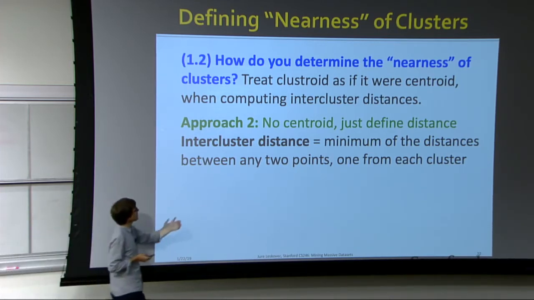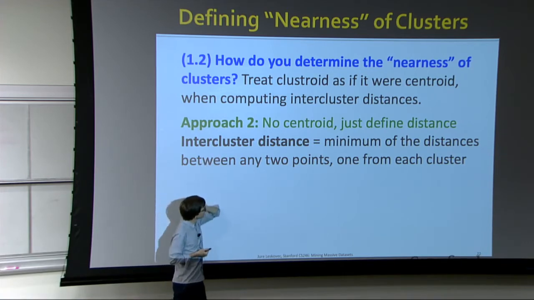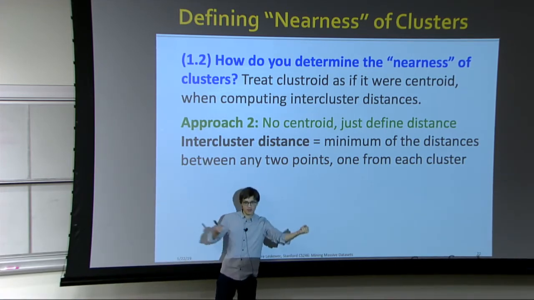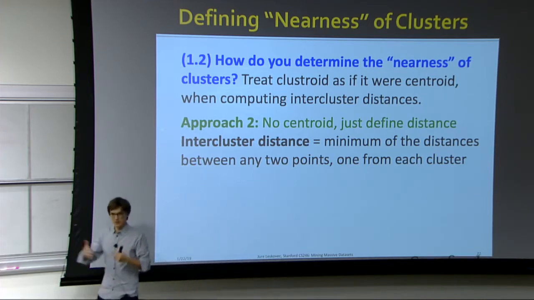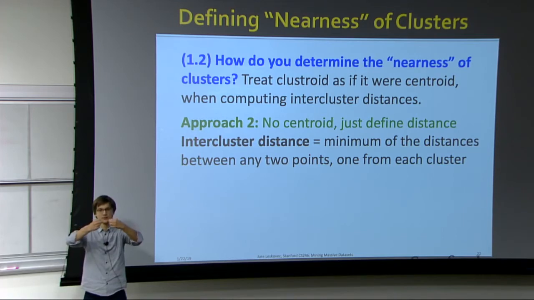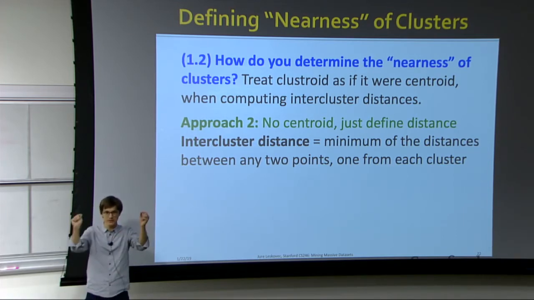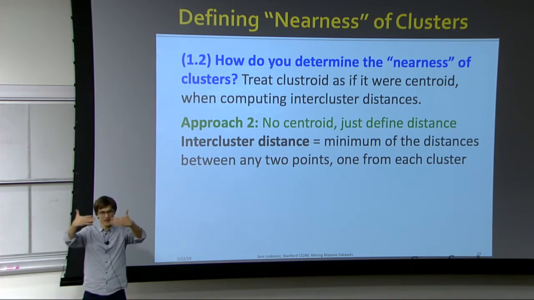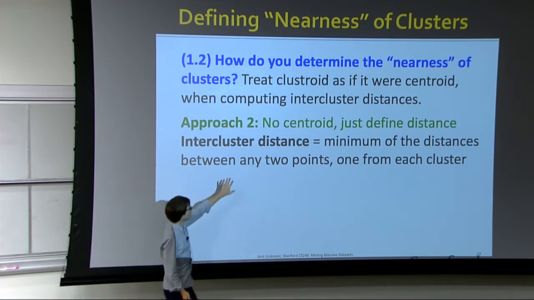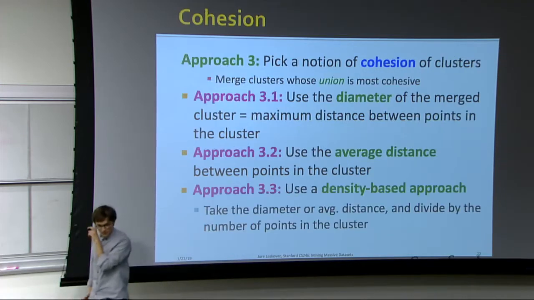So one option would be to say the cluster distance is the minimum distance between any pair of points, one from one cluster, one from the other cluster. So this would say if you have two clusters, what's the closest they get to each other. It's not the distance between their centers of gravity, centers of mass, but really how close they are by the closest point. And this would be one way to do this, okay?